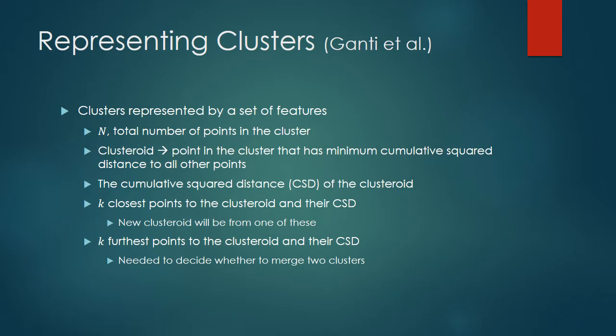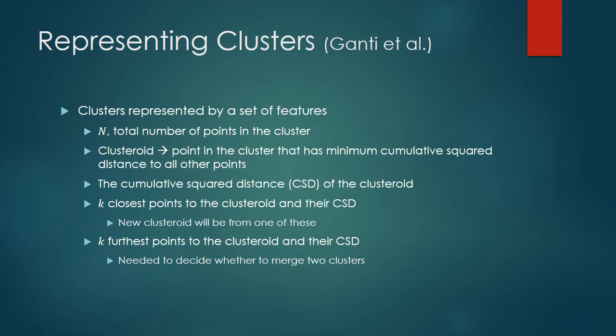So we're going to represent each cluster by, first of all, n, the number of points in the cluster. The clusteroid is a point in the cluster that has the minimum cumulative square distance to all other points. So we're going to say that this point is in some sense at the center, but the center here is defined not as the average, but by the cumulative square distance to every other point. So this is again an n calculation that you have to do. We save that particular distance as well. I'm just going to refer to that as CST from now onwards, right?